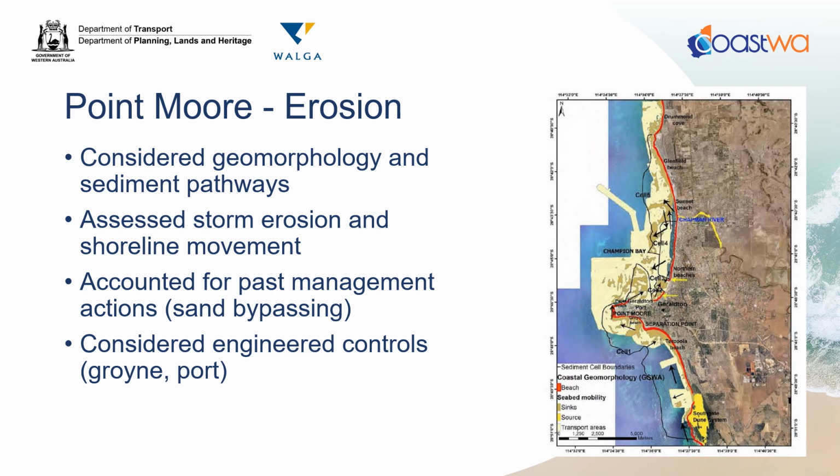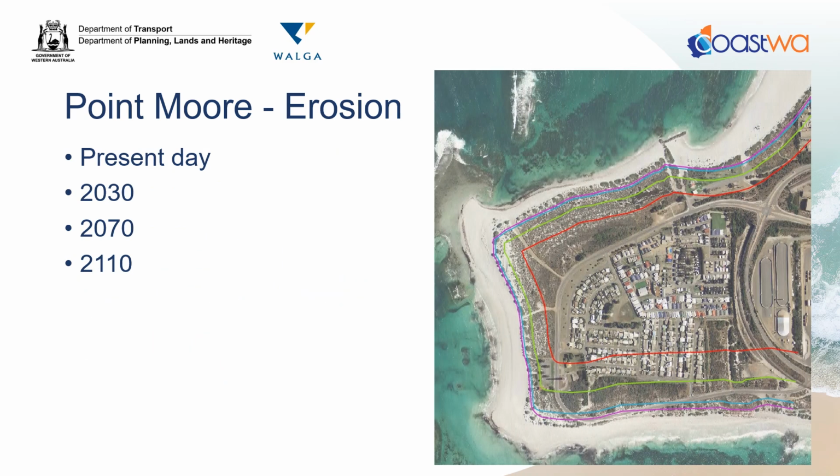The erosion assessment for Point Moore considered the geomorphology and sediment pathways for the area. There had been some detailed assessments completed on sediment budgets and sediment models for the area. These were used, and the site was assessed for storm erosion and shoreline movement. The coastal management actions around the port, so the sand bypassing of the port, were considered, along with the engineered controls in the area, which included the port at the upper end of the compartment, along with a groin on the beach. So these coastal erosion hazards were estimated for the present day and various timeframes out to the 100-year period.